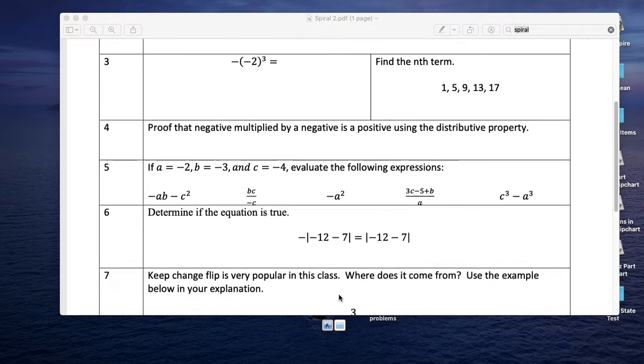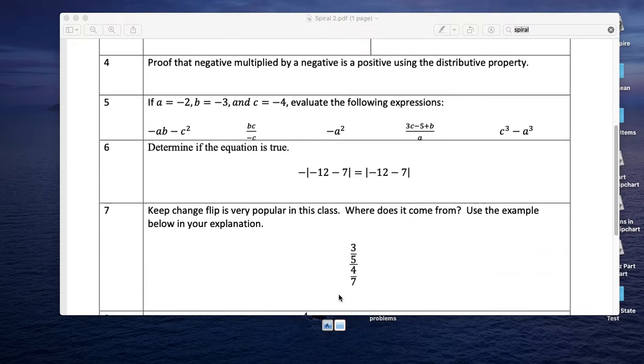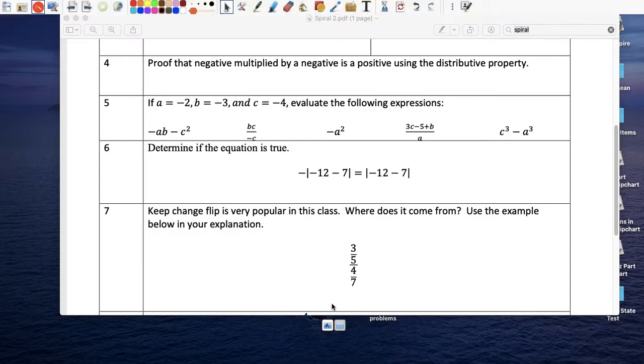6, they're asking you if that equation is true. Well, let's do the left side. Okay, so let's do the right side because it's the easy side. So equals absolute value, negative 12 minus 7 is negative 19. And then the absolute value of negative 19 is 19. So on the right side, we get 19. Well, let's see if the left side gives us the same value.